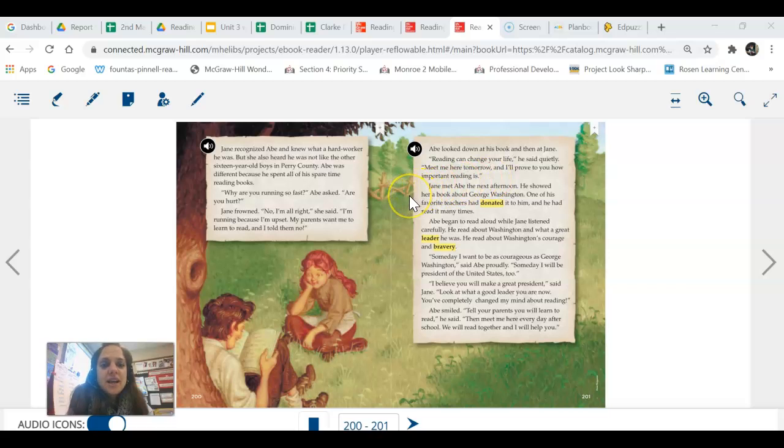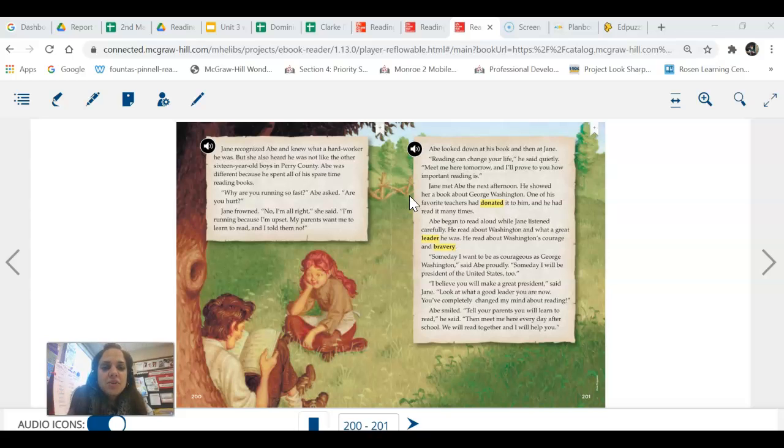Jane met Abe the next afternoon. He showed her a book about George Washington. One of his favorite teachers had donated it to him, and he had read it many times. Abe began to read aloud while Jane listened carefully. He read about Washington and what a great leader he was. He read about Washington's courage and bravery. "Someday I want to be as courageous as George Washington," said Abe proudly. "Someday I will be president of the United States, too."